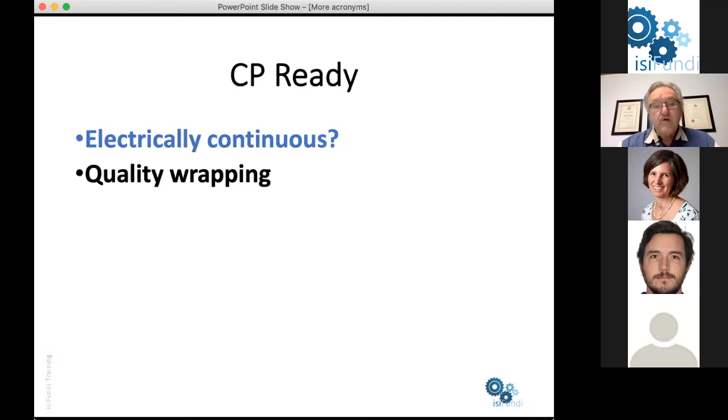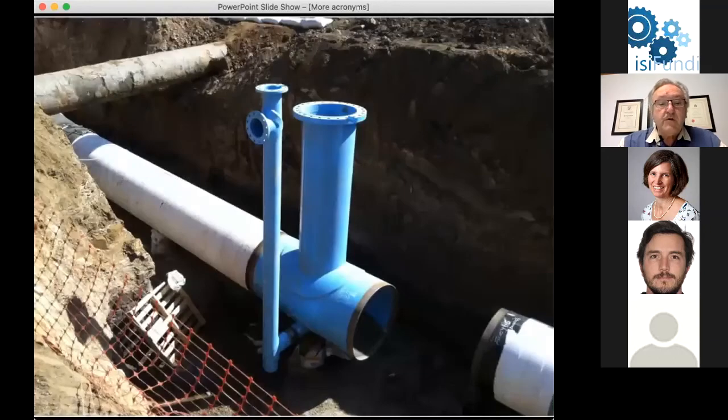We need to make sure that the pipeline has been well wrapped. This provides the electrical insulation between the pipeline and the environment. In this case, we have a bitumen coating on the pipeline and an epoxy coating on the special that you can see in the center of the photograph. That special subsequently gets cast into concrete in order to protect it.